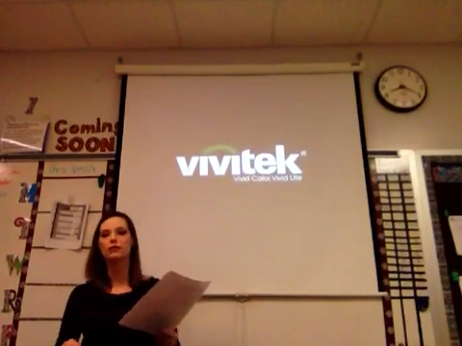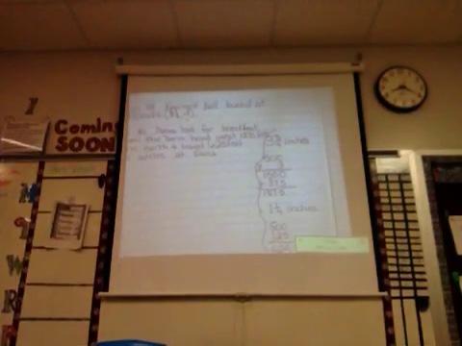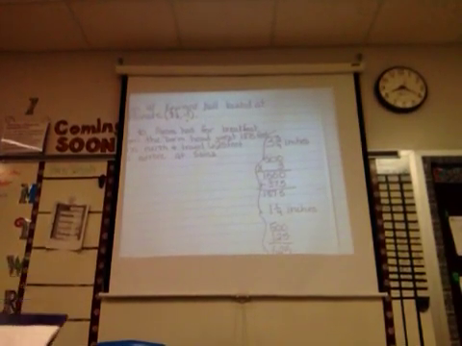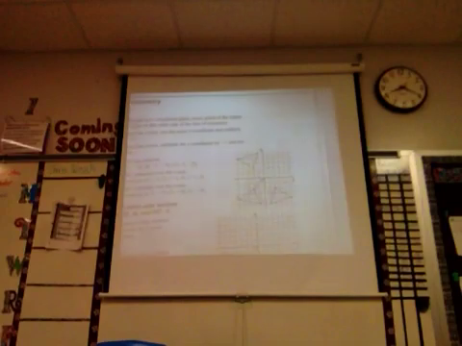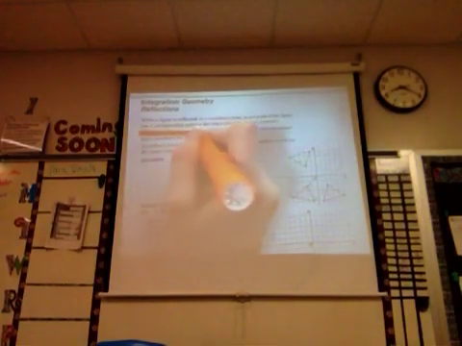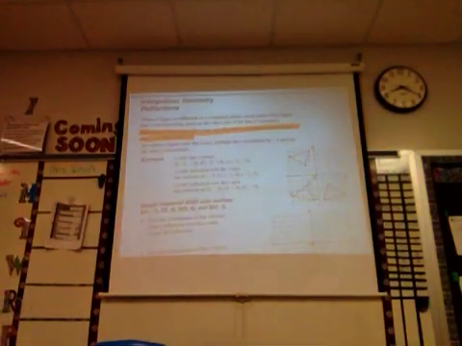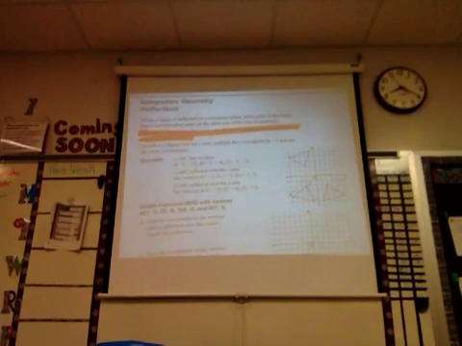If you'll take your highlighter and highlight that second sentence right there. If you did not get a highlighter, you need to do so now. To reflect a figure over the x-axis, use the same x-coordinate and multiply the y-coordinate by -1. I'm going to make that even easier. Okay? I'm going to make that real easy.